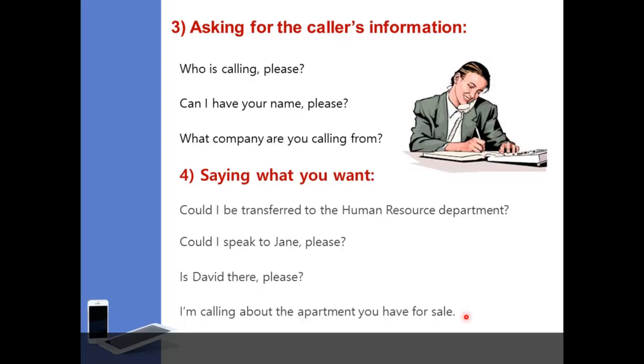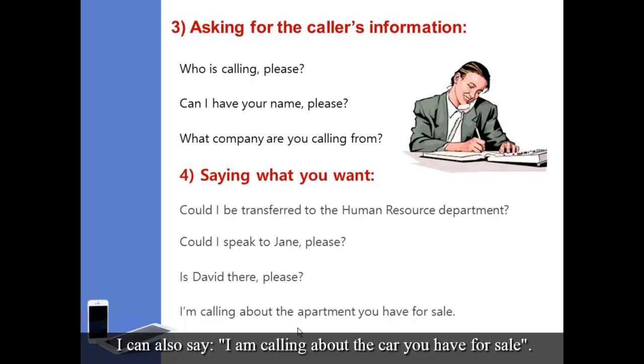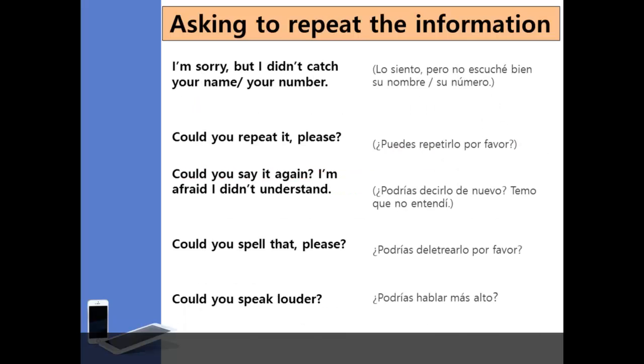I can say also, I'm calling about the car you have for sale, etc. In case we do not understand the information, we can ask for the person to repeat the information. I can say, I'm sorry, but I didn't catch your name. I'm sorry, but I didn't catch your number. Could you repeat it, please?